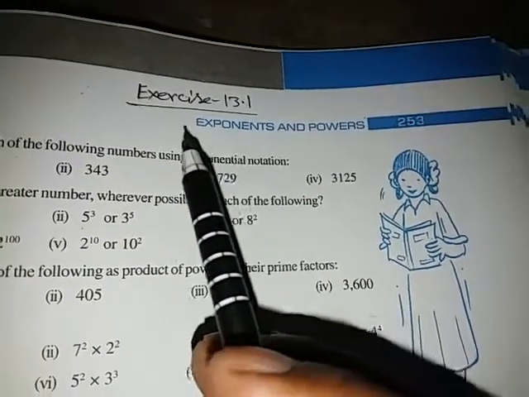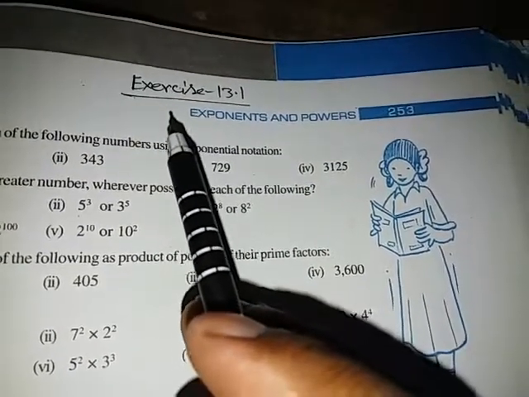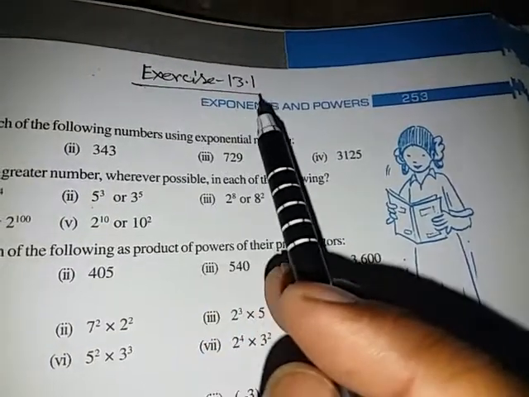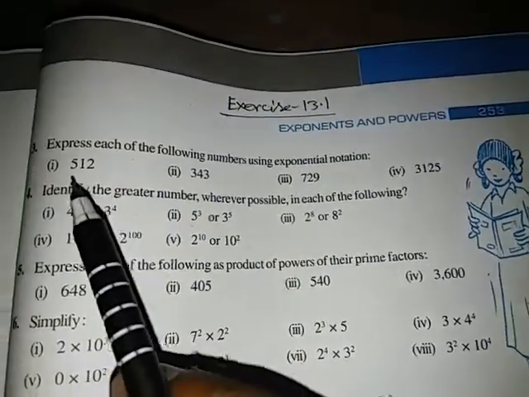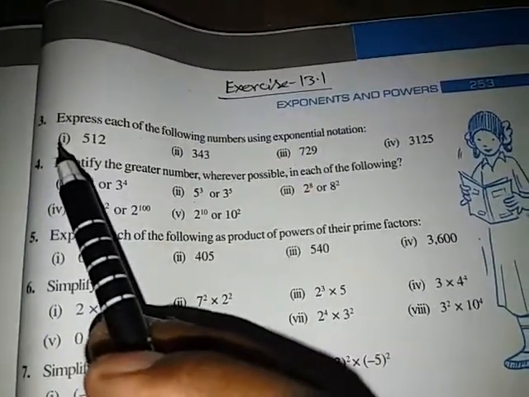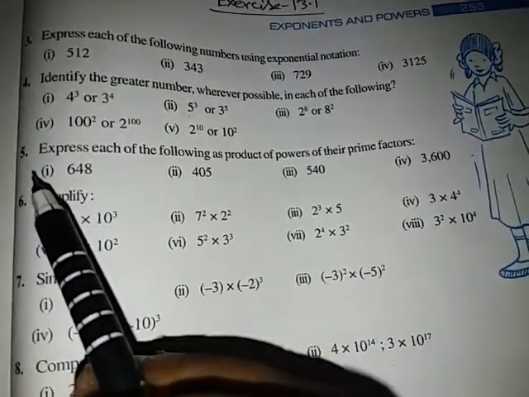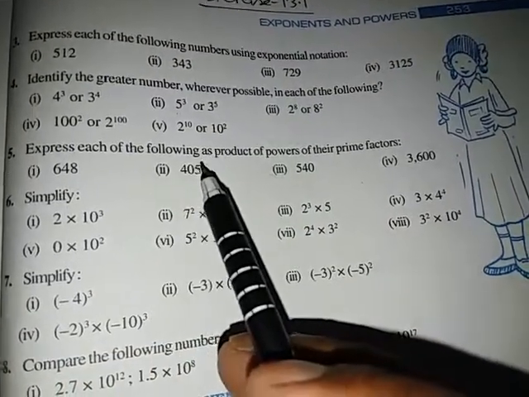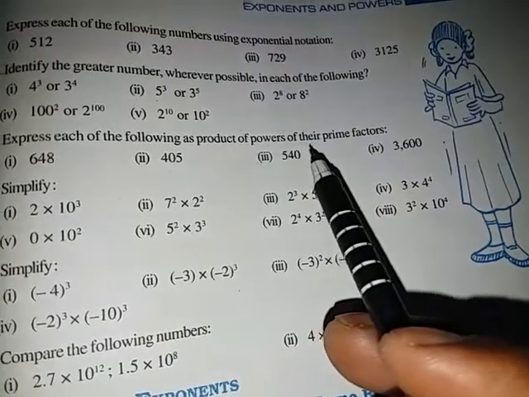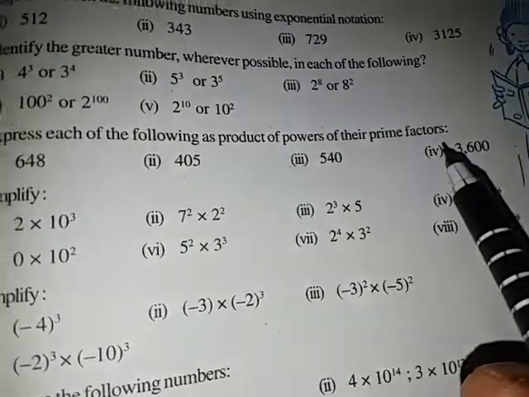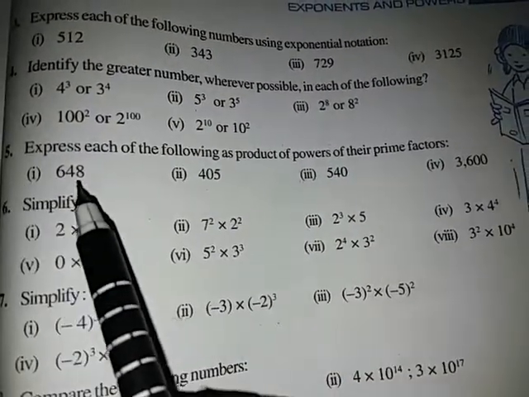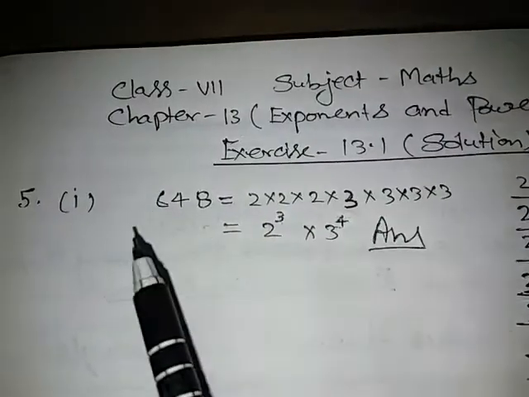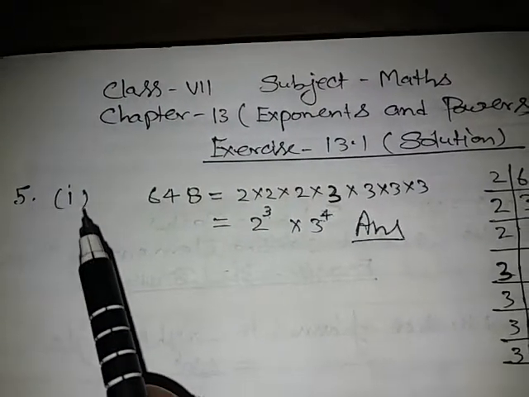Welcome to maths class. Students, today we are going to study math chapter 13, exponents and powers, exercise 13.1. We have already solved question numbers 1 to 4. Now we are going to solve question number 5. Question number 5 says: express each of the following as a product of powers of their prime factors. Part 1 is 648. Now see the solution of question number 5 part 1.